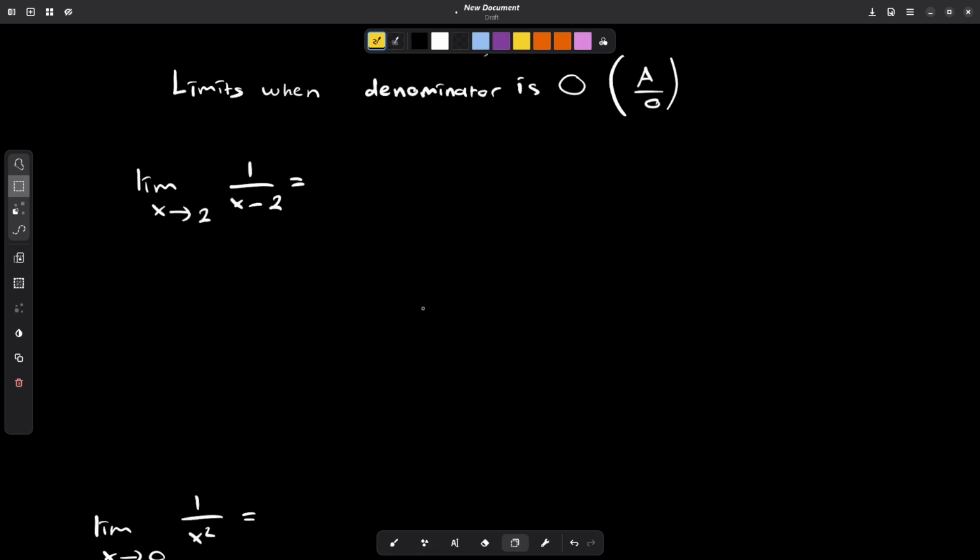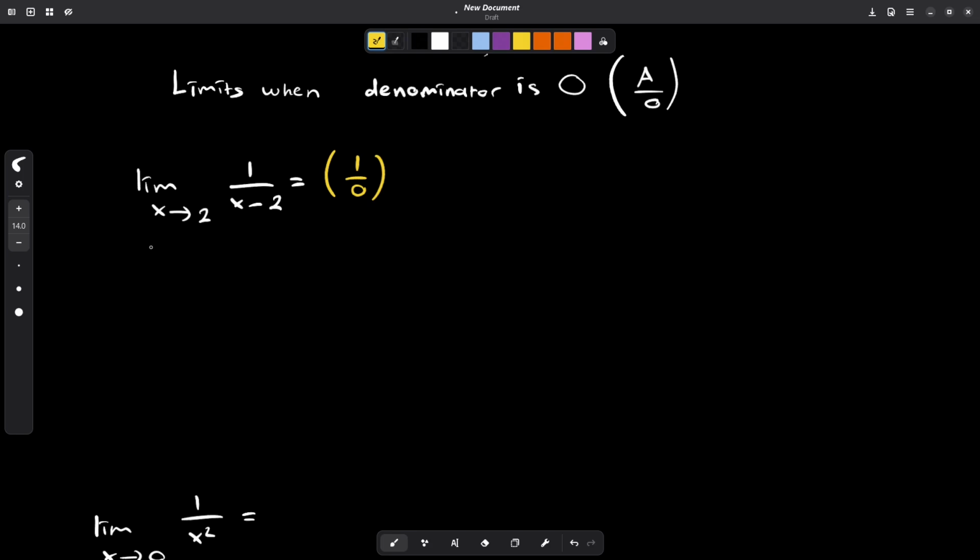Welcome everyone. In today's video, we're going to talk about limits when our denominator is 0. Let's see an example immediately and then talk about it. Limit of 1 over x minus 2 as x approaches 2. So if I try to plug in, of course, I am seeing that this is 1 over 0, and I know that this is something I cannot work with.